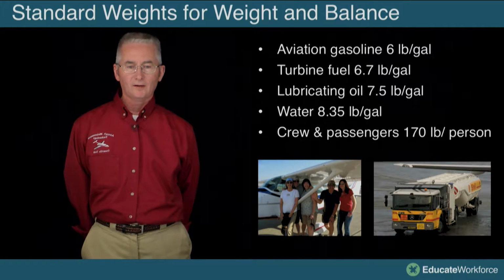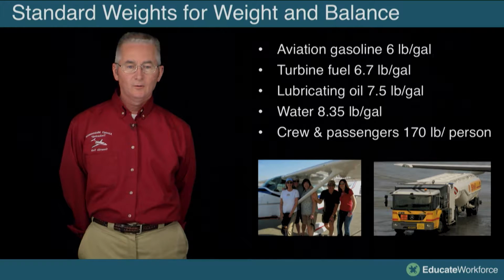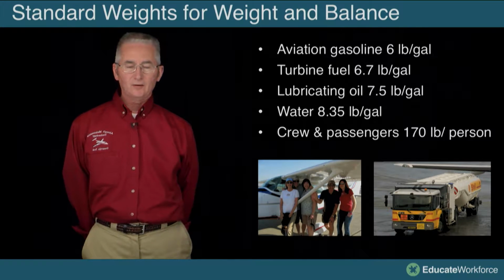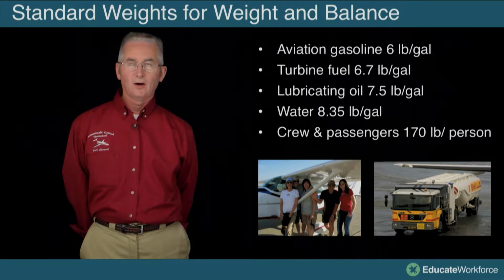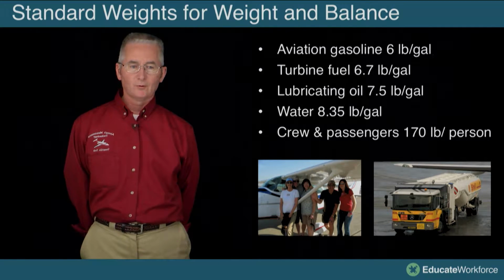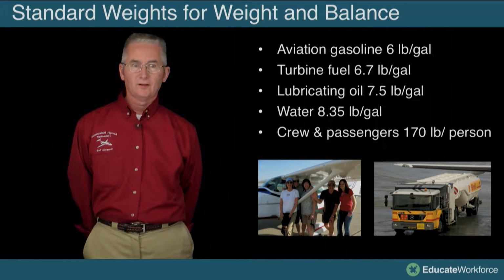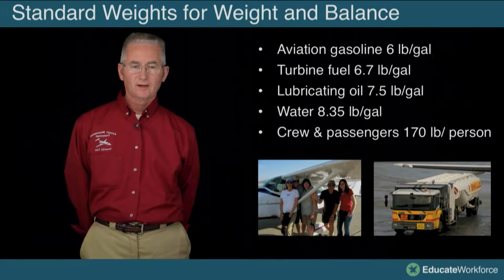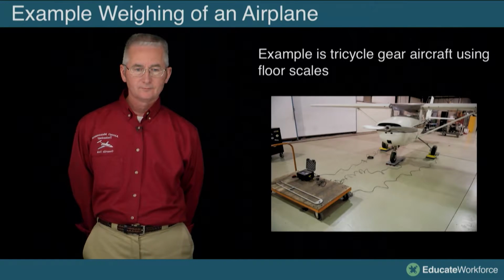Should you have a water tank and it needs to be filled, water is going to be 8.35 pounds per gallon, and then the standard weight for crews and passengers is going to be 170 pounds per person. As we get into smaller aircraft, though, I want you to remember we're going to actually calculate the physical weight of each individual person. For large commercial airlines, we're talking on average 170 pounds per person.